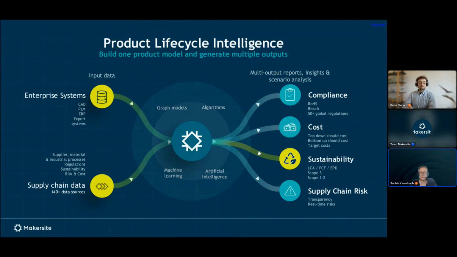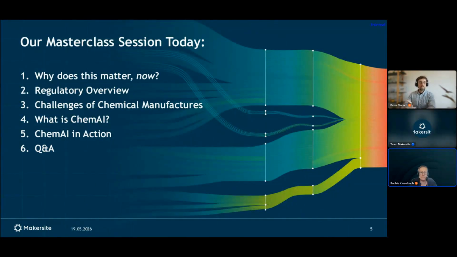So that is Makersite, and as I said, we have a short agenda for today. We're talking a bit about why it matters, the challenges of chemical manufacturers, what ChemAI is, then we'll have a short demo, and in the end we will have some time for Q&A.